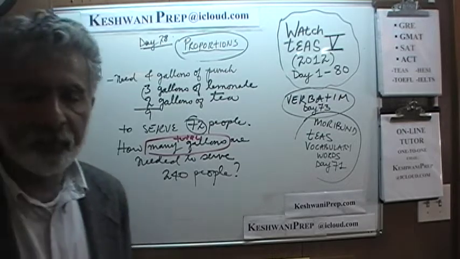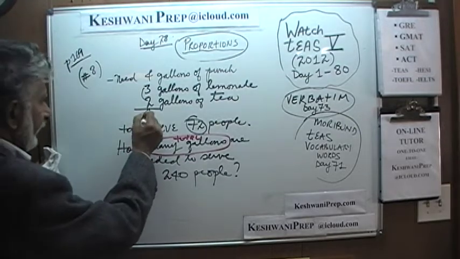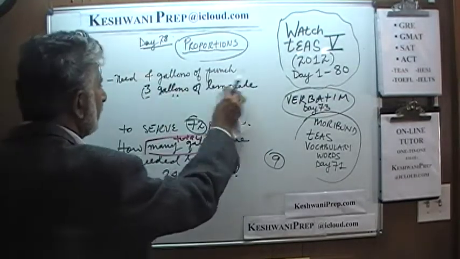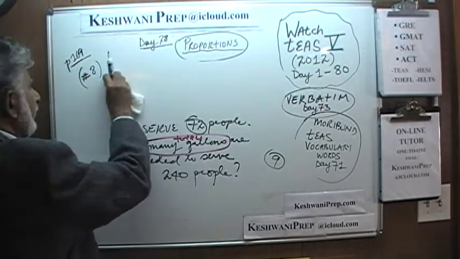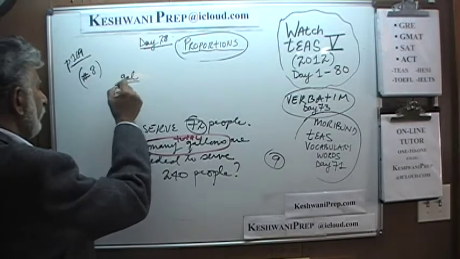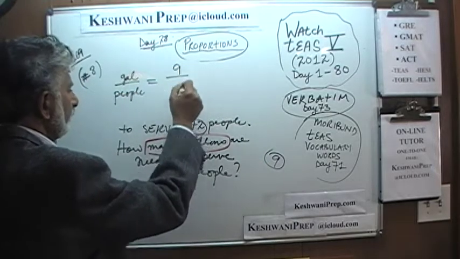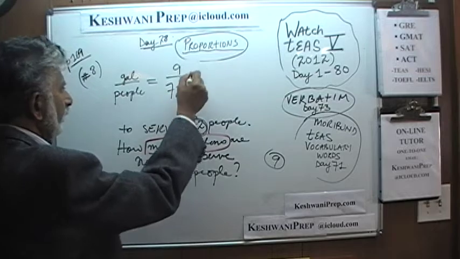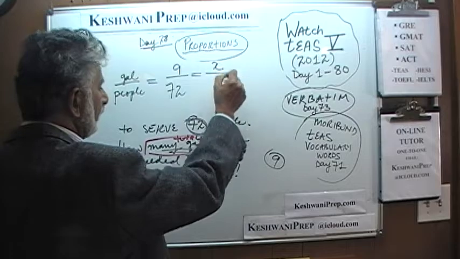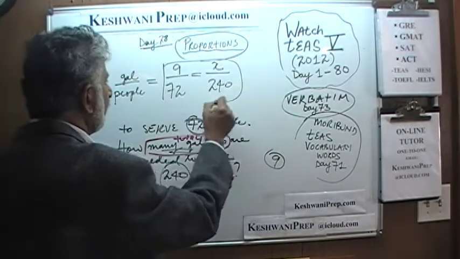There you go. Now we can set it up as a proportion problem. Let's do it. So just remember, this is 9 gallons. We're going to make a note of it someplace here so we don't forget it. A total of 9 gallons are needed to serve 72 people. So here we go. Gallons over people. We need 9 gallons to serve 72 people. The question is, how many gallons do we need to serve 240 people? This is what we need to solve.